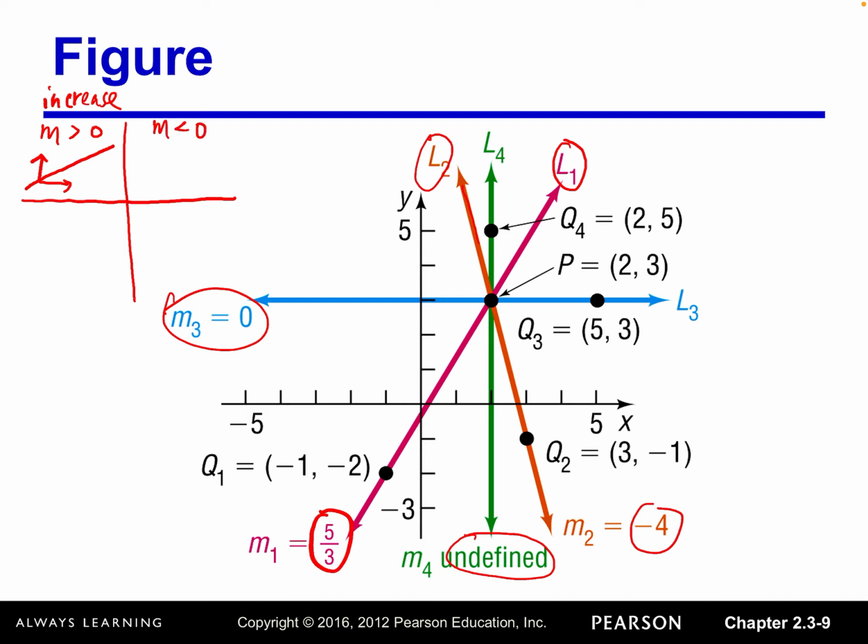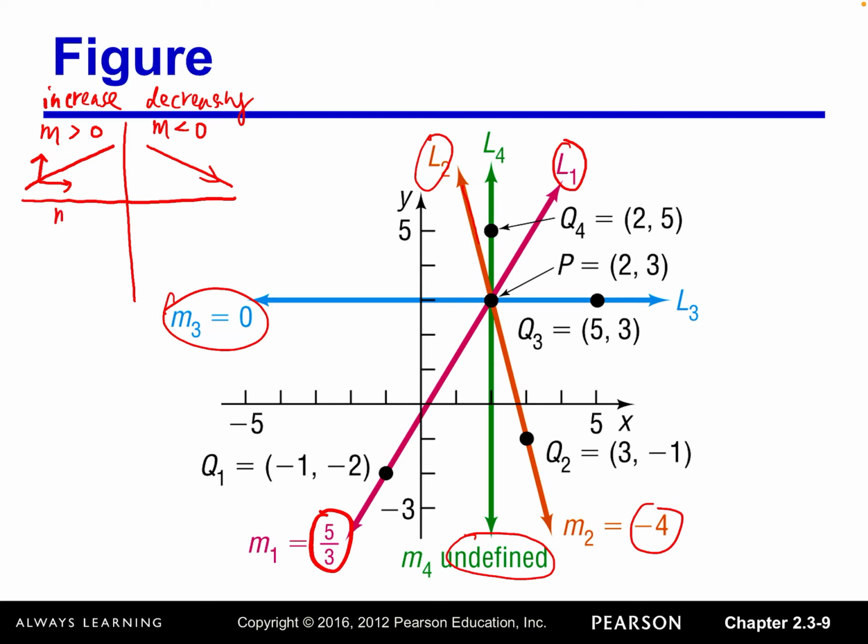If the slope is negative, we call the line decreasing. The line will look like this. As x moves from left to right, it is actually going downhill. This kind of line we call a decreasing line. So a decreasing line means the slope is negative.